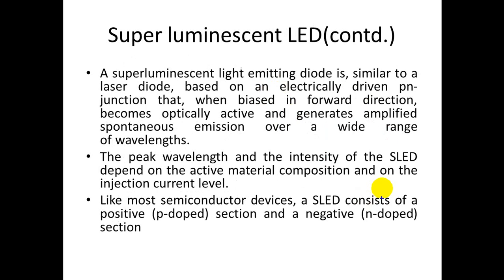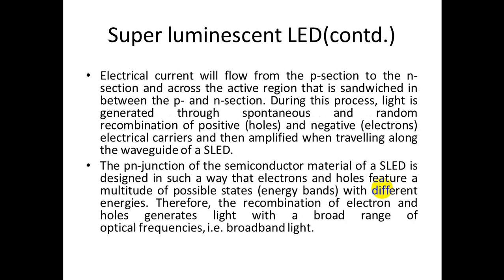A superluminescent light-emitting diode is similar to a laser diode based on an electrically driven PN junction that, when biased in forward direction, becomes optically active and generates amplified spontaneous emission over a wide range of wavelengths. Like most semiconductor devices, a SLED consists of a positive section and a negative section. Electrical current will flow from the P section to the N section and across the active region that is sandwiched in between the P and N sections.